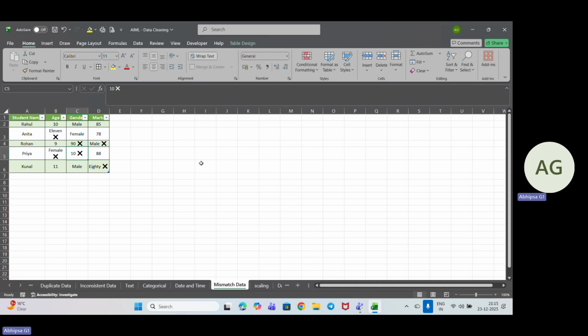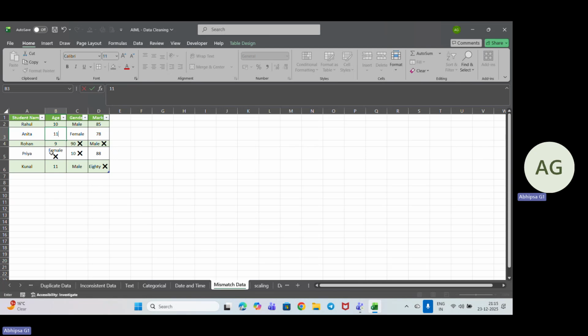That is an inconsistency. So we need to understand what each column should contain. Like age should contain only numbers, gender should contain male or female. Marks should contain any number between 0 and 100. Right? So then we need to find these wrong values. So we have already found these wrong values, and for fixing the mismatch that we have got, we have wrong values like 11. That should be replaced with 11 like this.